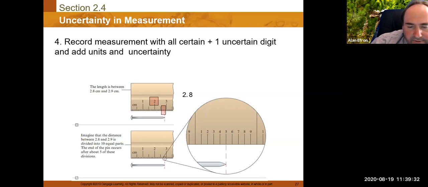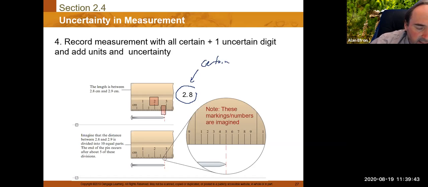Again, these are our certain numbers. No matter who takes a peek at it, everybody should agree that it is at least 2.8. And now this is where our estimate comes into place. Again, this is a super zoom of that little space between the tip of it. And in their particular case, they feel it comes about halfway between the two numbers. And they record 5, which would be our first uncertain number. So this would also have 3 significant figures. Any questions on that?